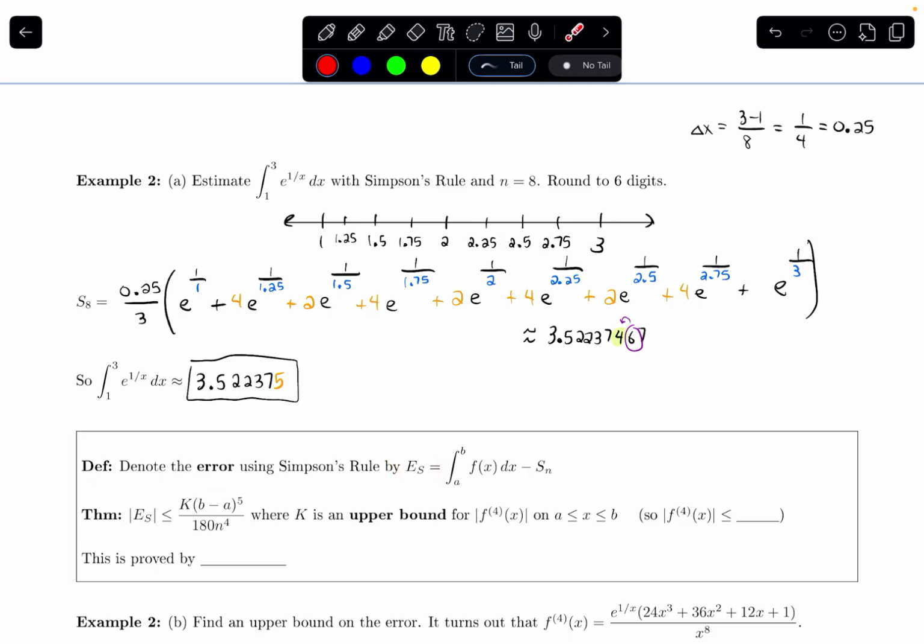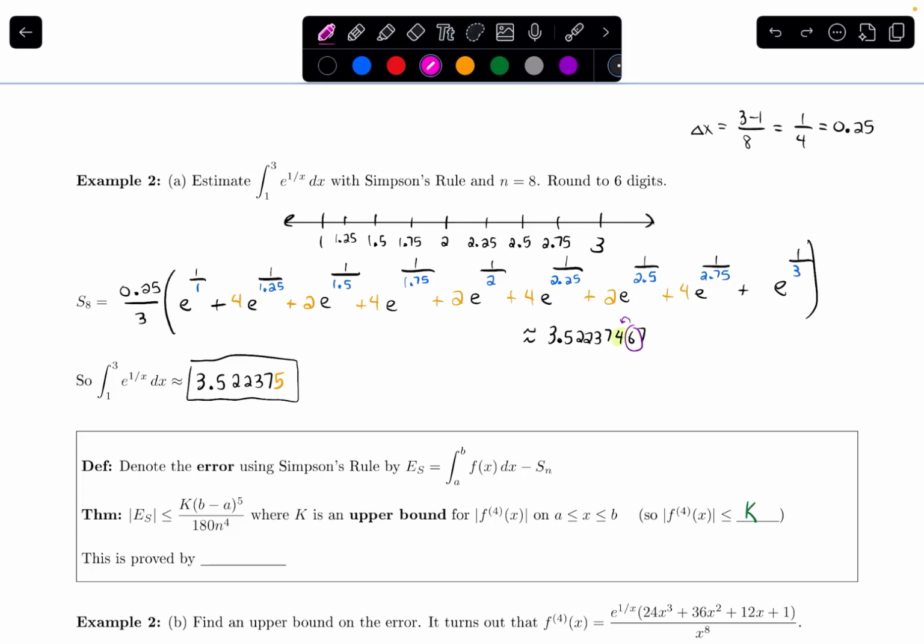That's going to be the difference between the actual integral, the actual area, minus Sn, minus the approximation we just got. So there's a theorem that says the absolute value of that error is less than or equal to this fraction. We had a very similar fraction for the trapezoidal rule. There's this variable k, which is an upper bound for the absolute value of the fourth derivative of f. So that means the absolute value of my fourth derivative is less than or equal to k on this interval that we care about.